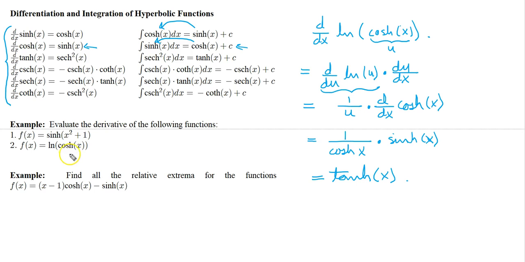Now, so we've learned that the derivative of the natural log of the hyperbolic cosine, or cosh of x, is the hyperbolic tangent of x. So that actually gives us an anti-differentiation rule. So we could say that the antiderivative of the hyperbolic tangent is exactly that right there. So that's actually a rule that we have.